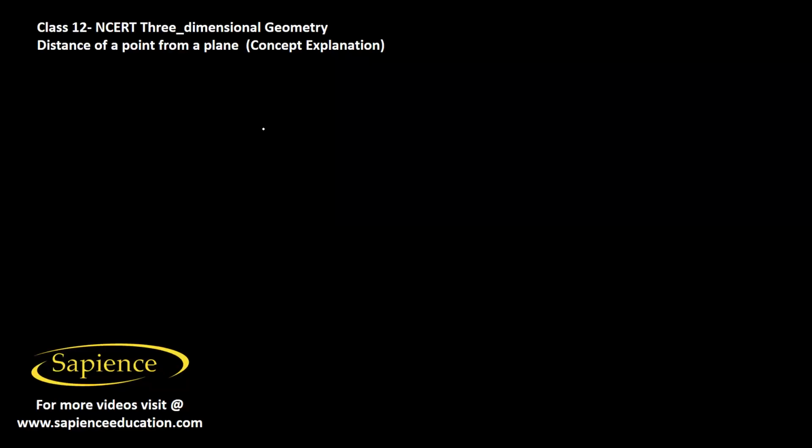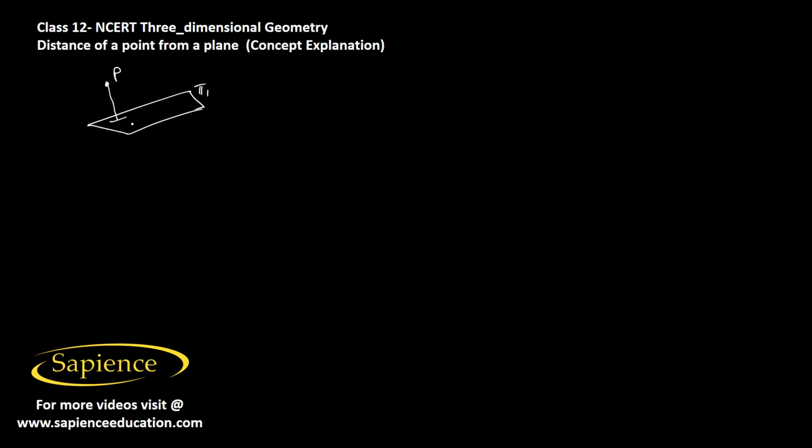So here we need to explain the concept of finding the distance of a point from a plane. Suppose one plane is given and one point P is given, the plane is pi 1. We need to find the distance of the point P from this plane.